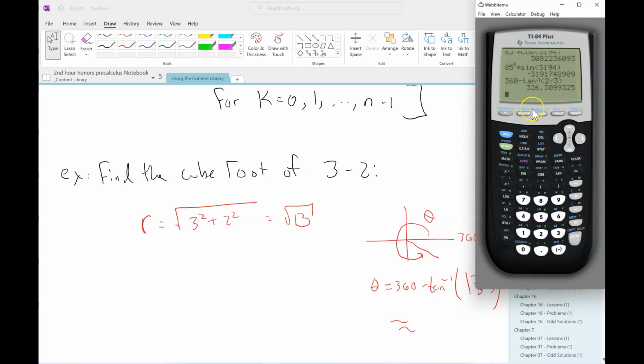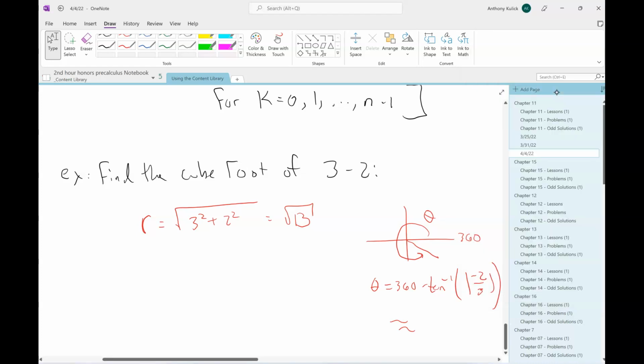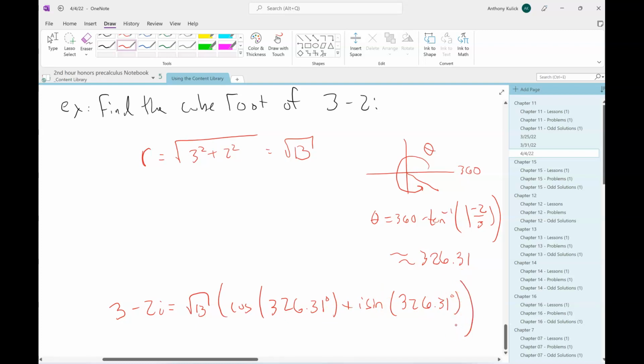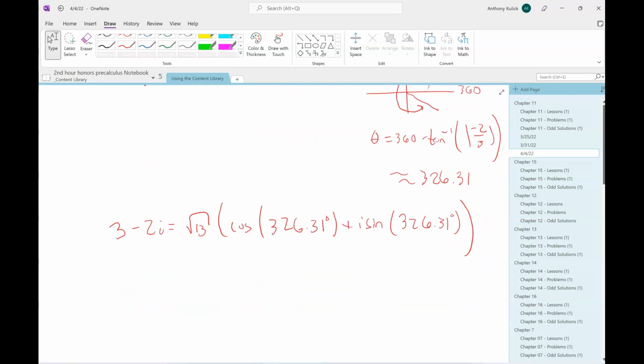Just want to double check we're still in degree mode. 326.31. So we can then say this. So far so good. Step 1, we're now in trigonometric form. Step 2, what do I do now?